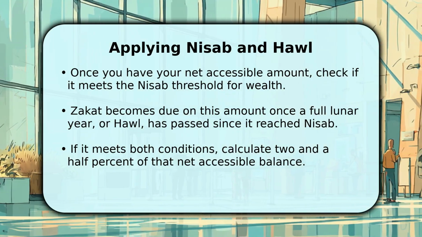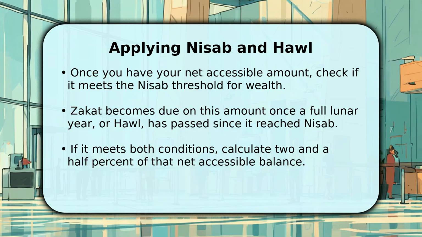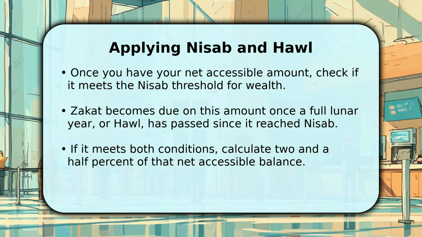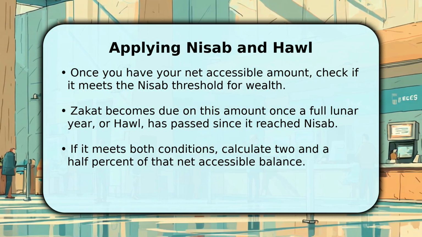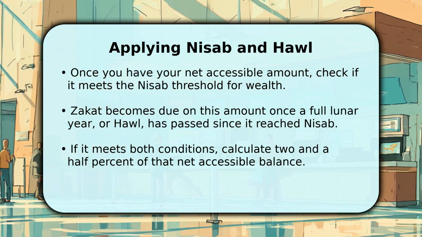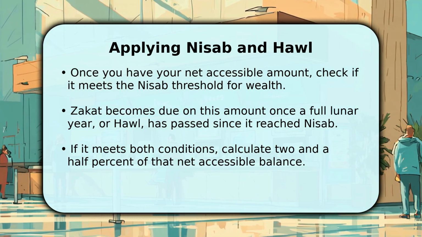Now that you have your net accessible amount, ensure it meets the current nisab threshold. This is the minimum amount of wealth required for zakat to be obligatory. Then, once a full lunar year, or hawl, has passed while your wealth remained above nisab, you'll pay 2.5% of that net accessible amount. This is your annual zakat payment.